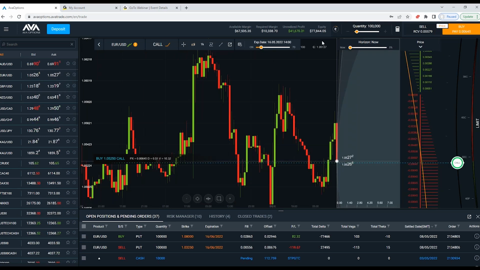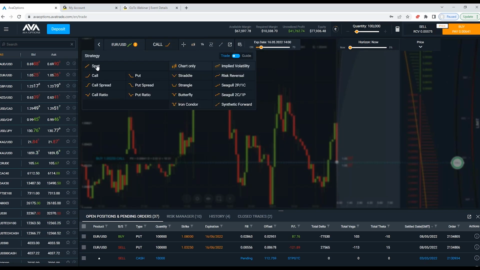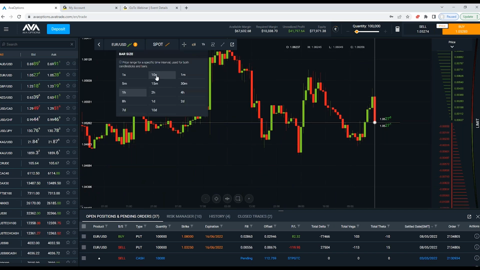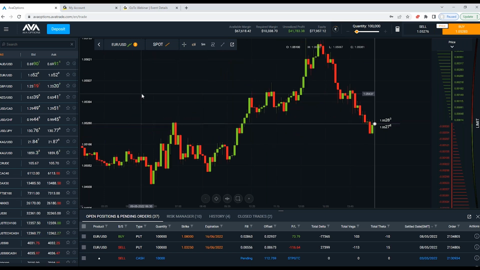This is a chart of Eurodollar. Let's go with spot trading. So you can use this platform to trade spot, meaning just trading FX. This is a chart showing hourly. Let's look at 5-minute candles. So this is simply a chart of Eurodollar using 5-minute candles.